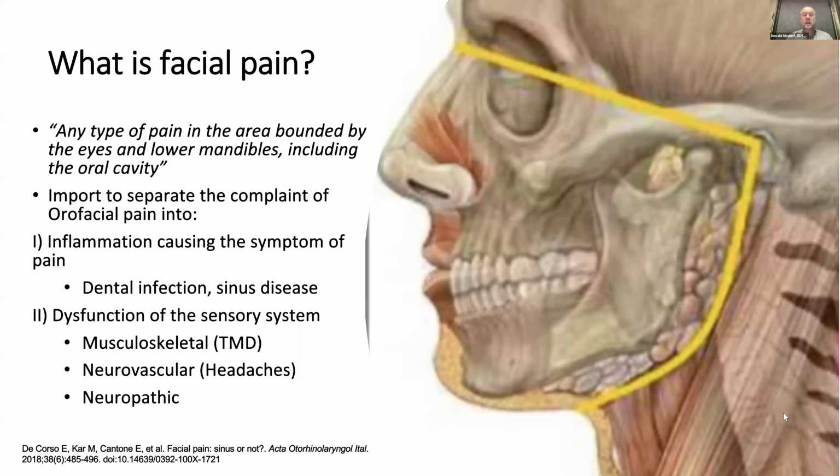The other side to it is when the system itself is dysfunctional, and so those would be dysfunction of the somatosensory system, and that could be TMDs, that could be headache disorders, or neuropathic pain like trigeminal neuralgia. And the difficult part is it involves the nerves of the face that go through all these different structures that does not respect how we as society have separated the different parts of the face by discipline.